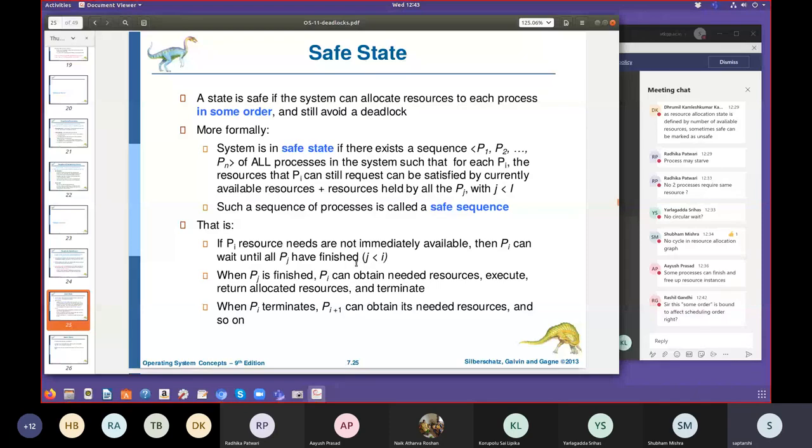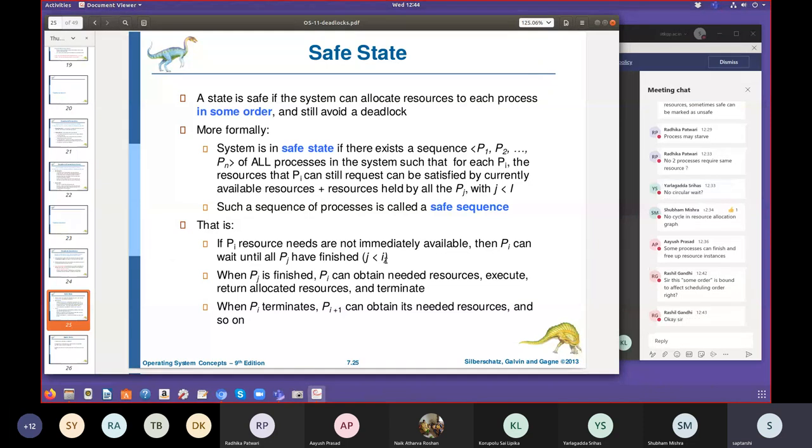Because of course, according to what is written in this slide, there is no point in scheduling Pi before all Pj with j less than i have finished, because Pi will always be waiting. Until all Pj with j less than i finish, Pi will be blocked, as in it is still waiting for some resource which is not available. So of course it will affect scheduling order. But do you have any follow-up question, or is this okay? Fine.